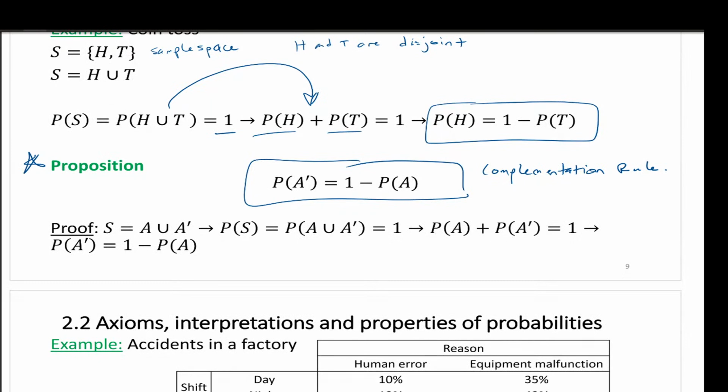It is so, so important. Let me put like 2 stars here. So important, this complementation rule. So important.